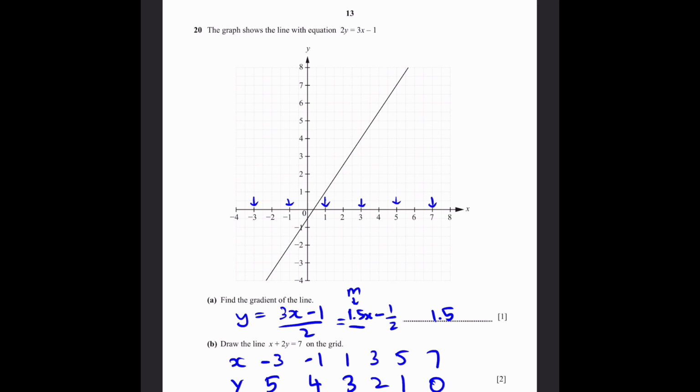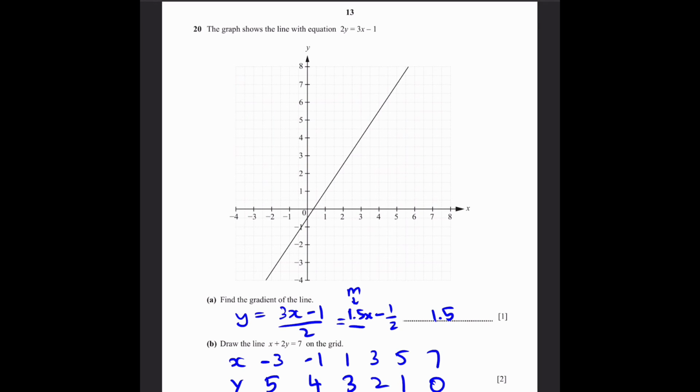Now we just plot them down. So let's see the first point. x equals minus 3 and y equals 5. Let's plot that down right there. Next, x equals minus 1, y equals 4. We can plot that over here. Now we need to plot x equals 1 and y equals 3. That'll be over here.